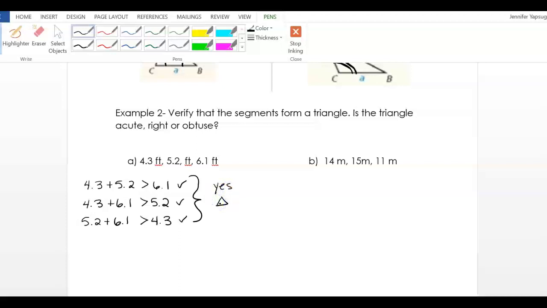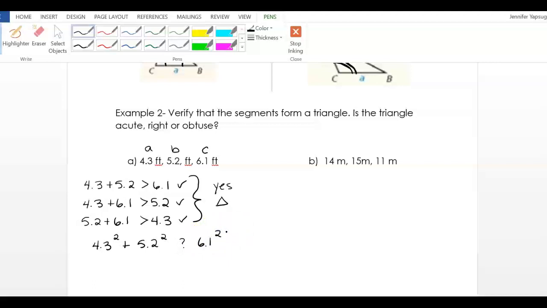Is it acute, is it right, or obtuse? So we're going to label these numbers with A, B, and C, remembering that C has to be the larger of the numbers. So then we need to check, is 4.3 squared plus 5.2 squared, how does that relate? So we're going to try to find out what that is. Is it greater than, less than, or equal to 6.1 squared? So let's go ahead and use our calculator to find the answer to that.